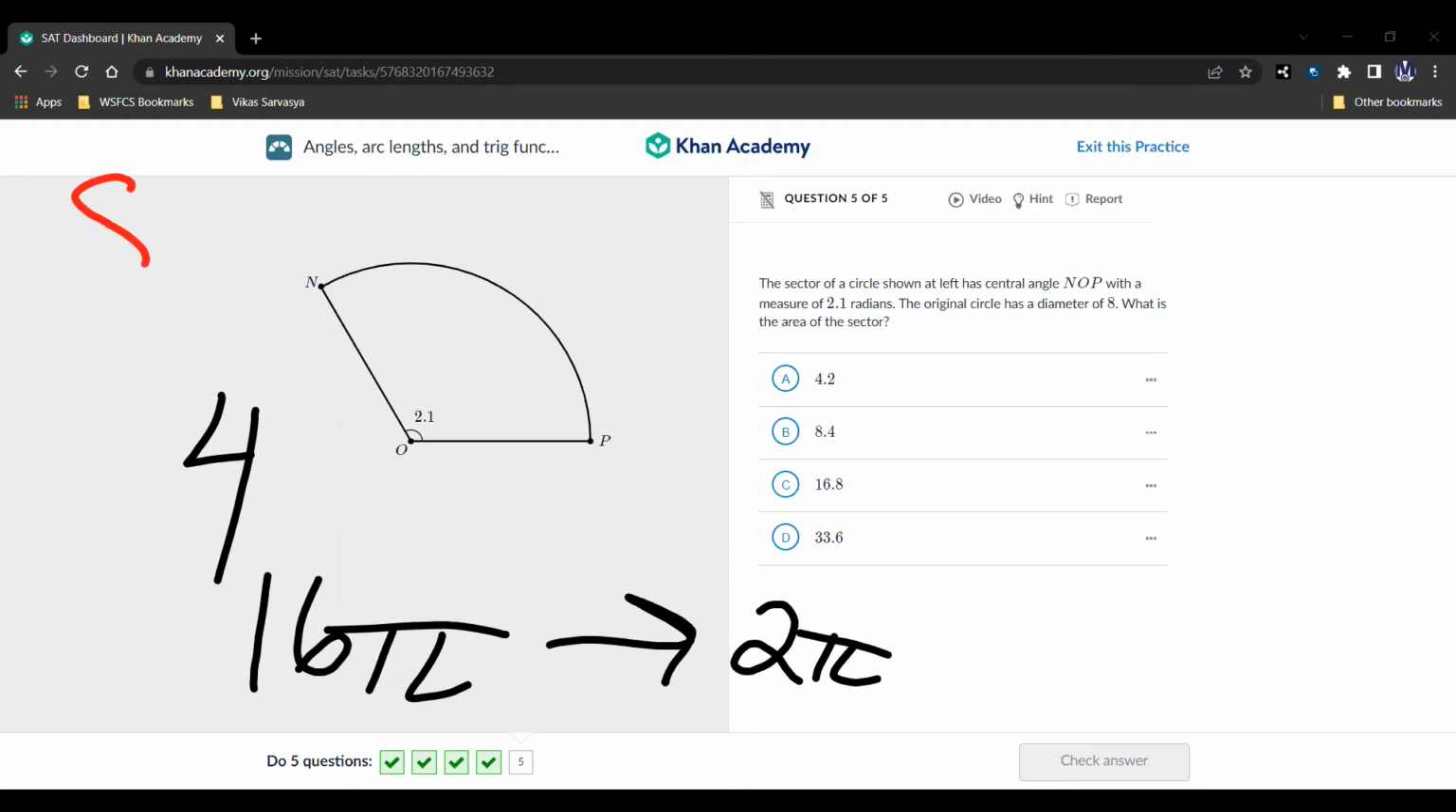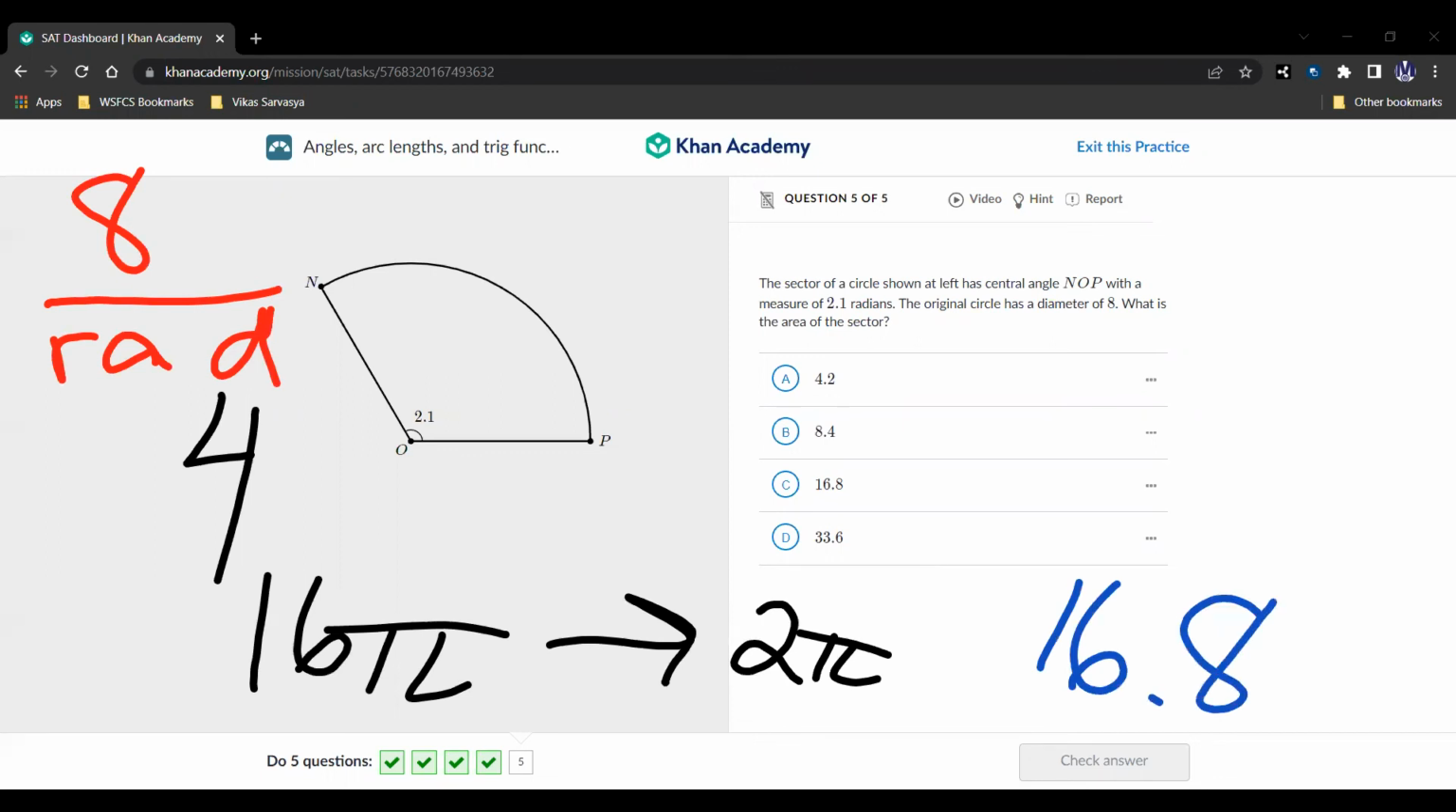So 8 per radian. And we have 2.1 radians, so we do 2.1 times 8, and we get that the area is going to be 16.8. 16.8 is our answer, and we can move on.